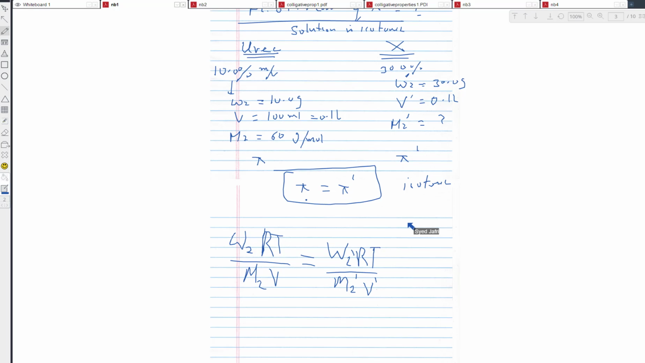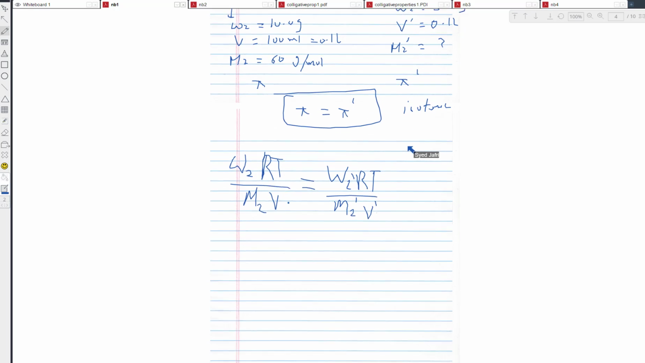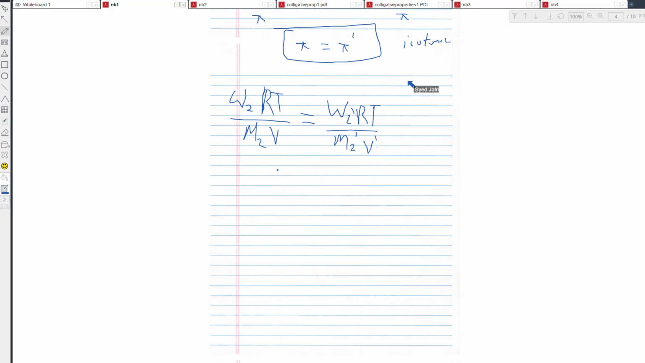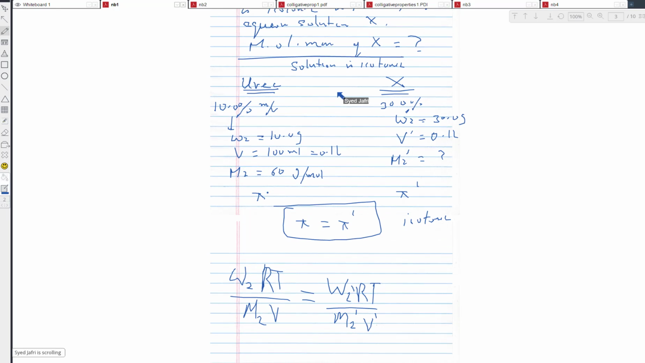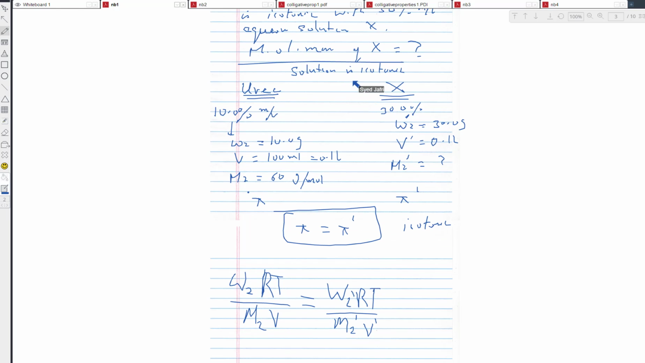Mind if I scroll down just a little bit? Yeah, sure. And when I'm saying isotonic, it also means the same temperature. Temperature is constant, so you can say temperature is the same for both of them.